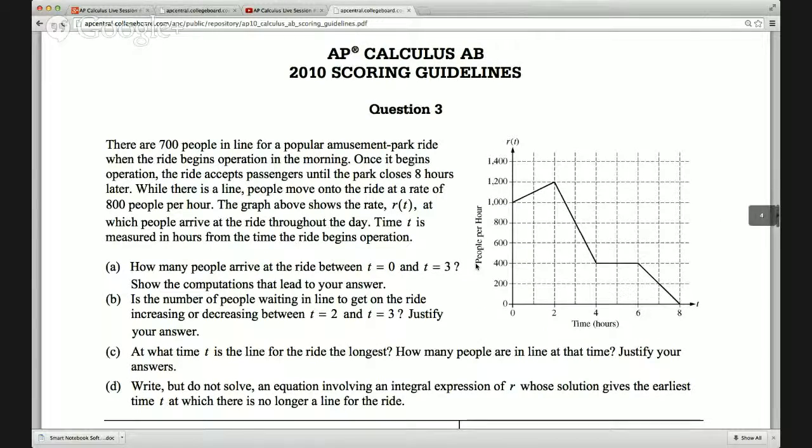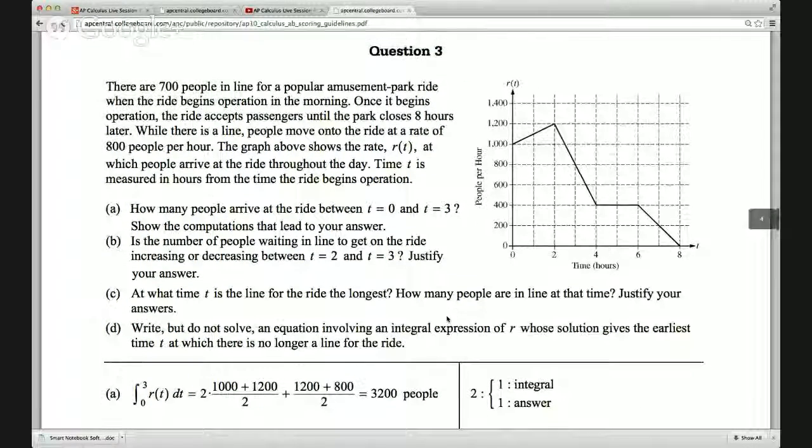How many people arrive at the ride between time 0 and time 3? So 0 to 3, that's here. And so we are going to need to take the integral from 0 to 3 of this. That's what they're doing here. Okay, I would chop this up into a rectangle down here. And so we've got 800 times 3. That's not what they're doing, by the way, but that's what I would do.